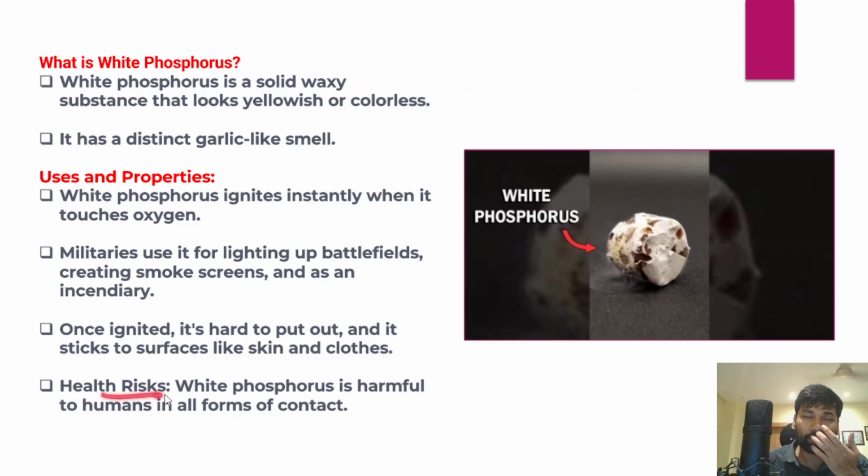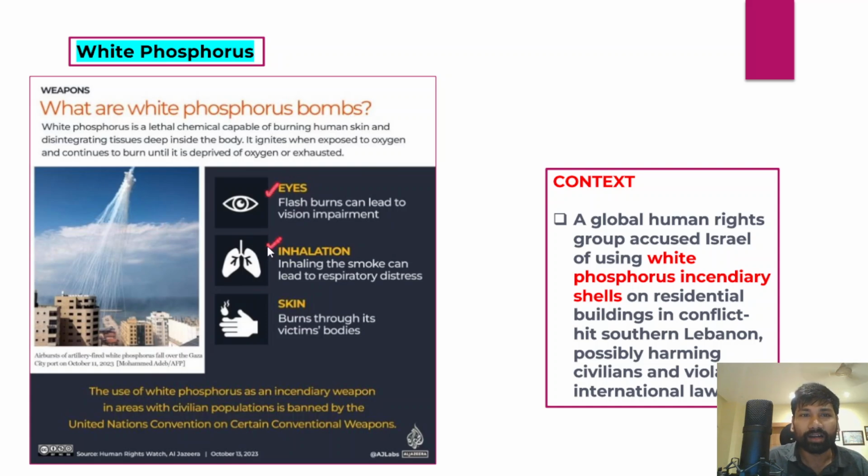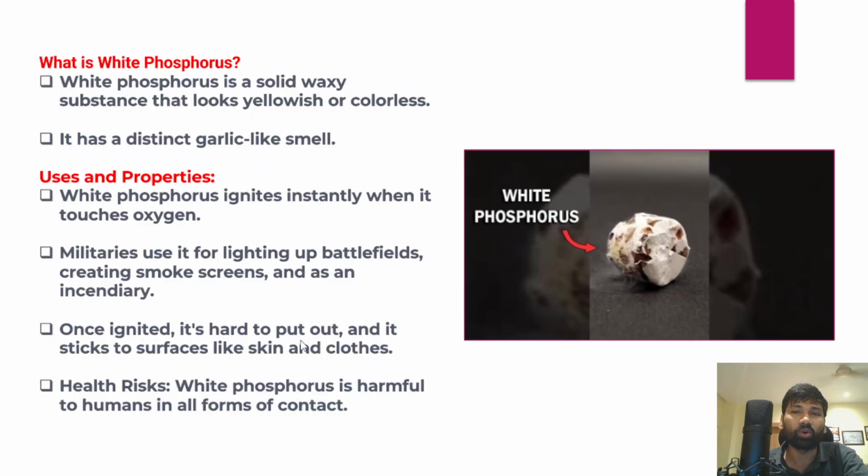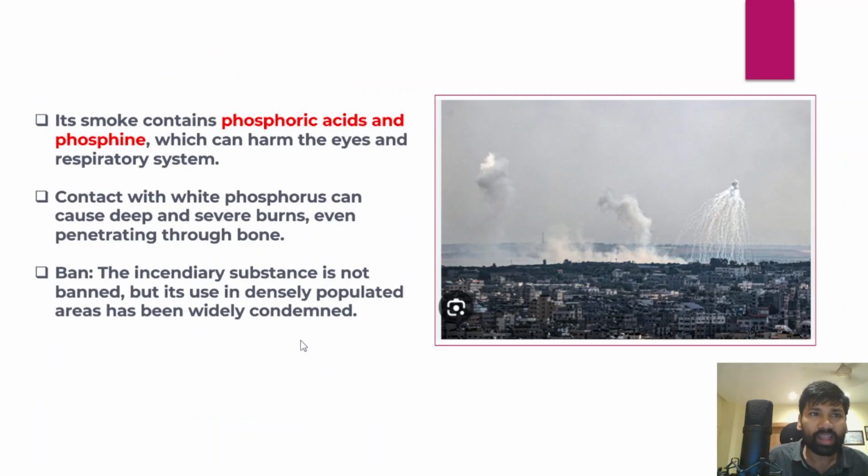Apart from that, health risks are also associated with the use of white phosphorus. White phosphorus is very harmful to humans in all forms of contact. If you come in contact with it in any form, it is harmful to human beings, because eye exposure and inhalation can lead to respiratory diseases, and flash burns can lead to vision impairment, and it burns through its victims' skin and bodies. All these are consequences of white phosphorus. In fact, the smoke of white phosphorus contains phosphoric acids and phosphine. These can harm the eyes and the respiratory system of people. And contact with white phosphorus can cause deep and severe burns, even penetrating through the bone. That is how harmful white phosphorus actually is.